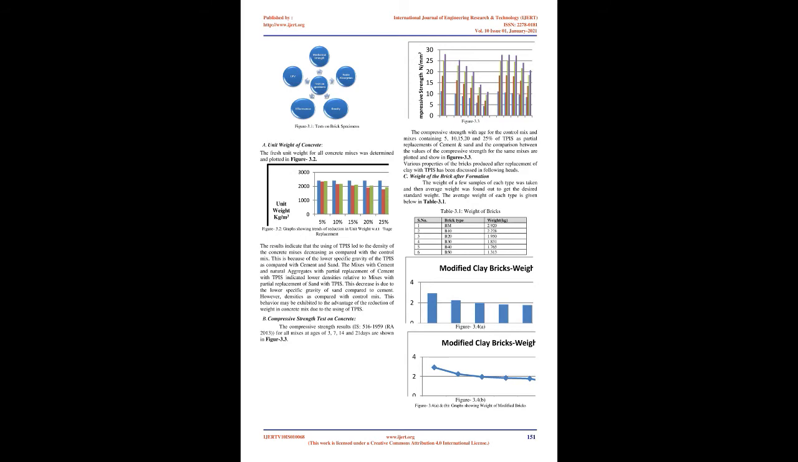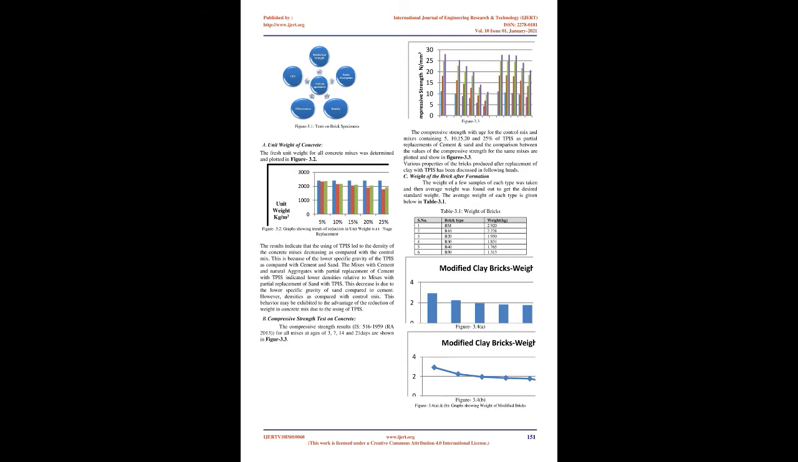The compressive strength results, per IS 516-1959, RA 2013, for all mixes at ages of 3, 7, 14, and 21 days are shown. The compressive strength with age for the control mix and mixes containing 5, 10, 15, 20 and 25% of TPIS as partial replacements of cement and sand, and the comparison between the values of the compressive strength for the same mixes, are plotted and shown in figure 3.3.